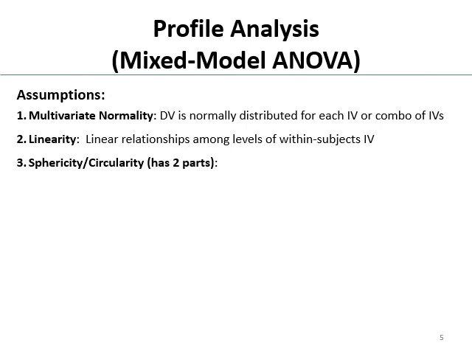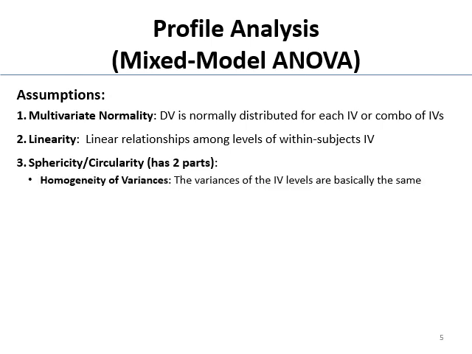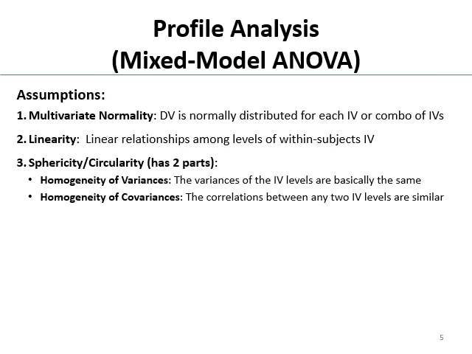So do you remember sphericity or circularity? Maybe or maybe not. It has two parts. One is homogeneity of variances, the usual homogeneity of variance assumption. The variance for each cell in the design is approximately the same.